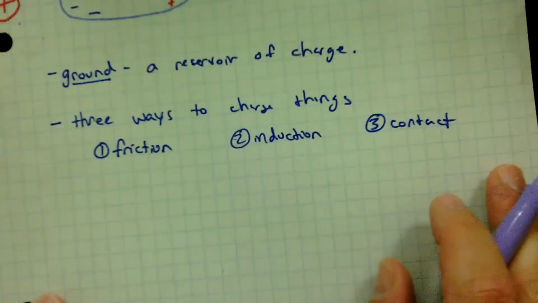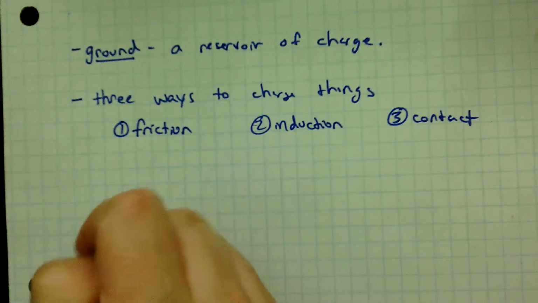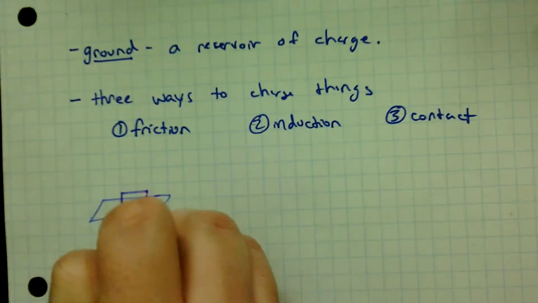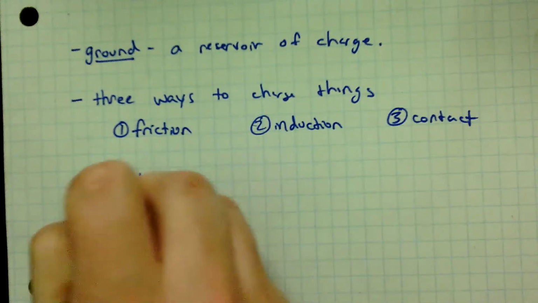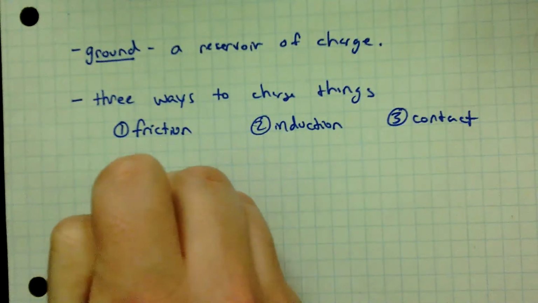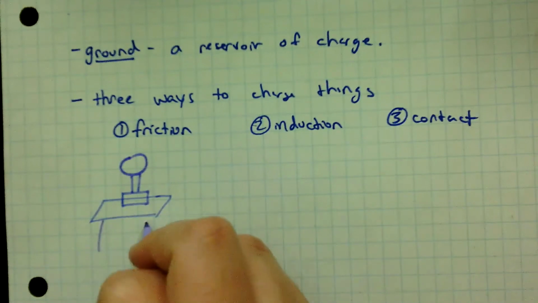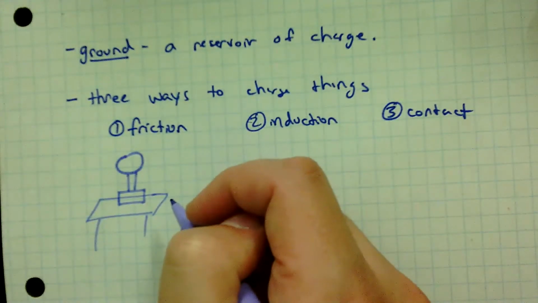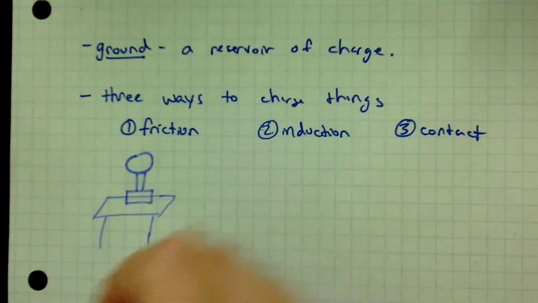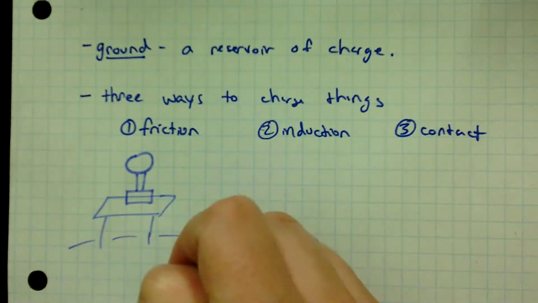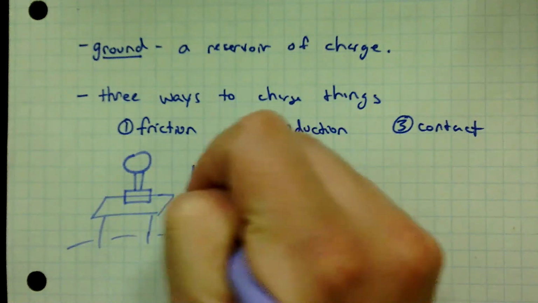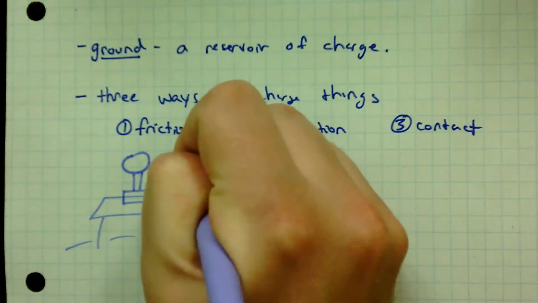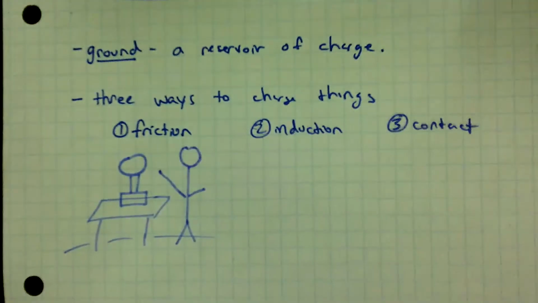So I'm going to draw a little bit of a diagram here. Here's your Van de Graaff generator on a table. Let's say that you are standing on the ground, so let me draw the ground here. You're standing on the ground and getting ready to touch the Van de Graaff generator.